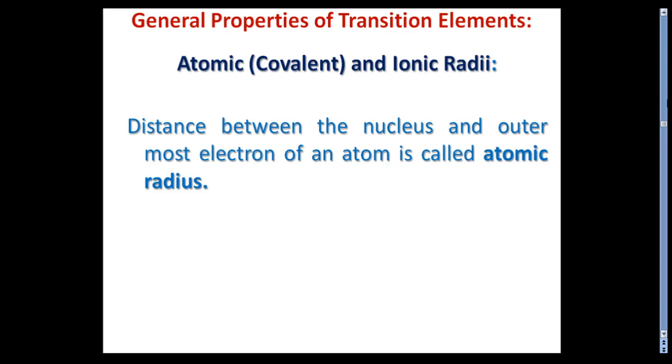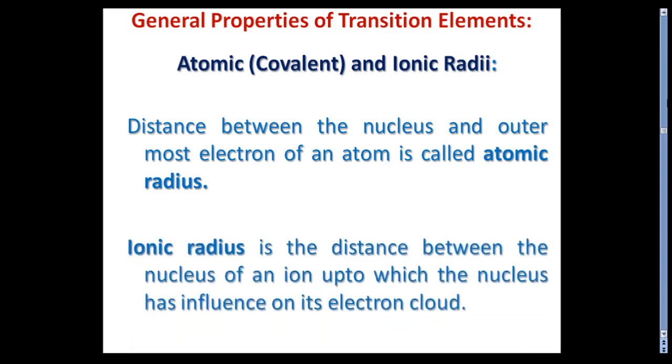Now, what is the ionic radius? The ionic radius is the distance from the nucleus of an ion up to which the nucleus has influence on its electron cloud. In other words, the ionic radius is simply defined as half of the distance between two different atoms that are just barely touching each other.